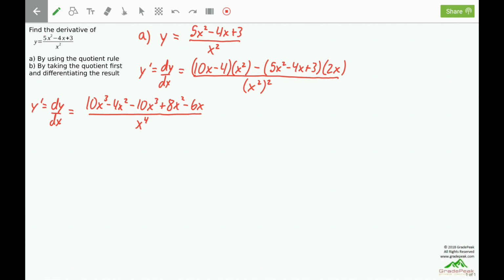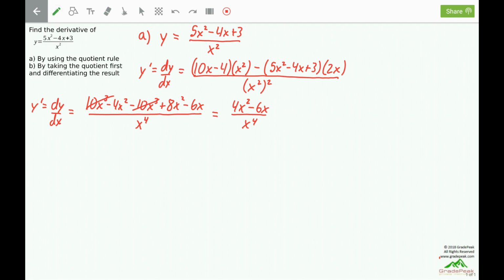Back in the numerator, we can combine like terms. We have 10x cubed and a negative 10x cubed. Those actually cancel. We have a negative 4x squared and a positive 8x squared. 8 minus 4 is a 4x squared. And then we have a negative 6x, and all of this is over x to the 4th.